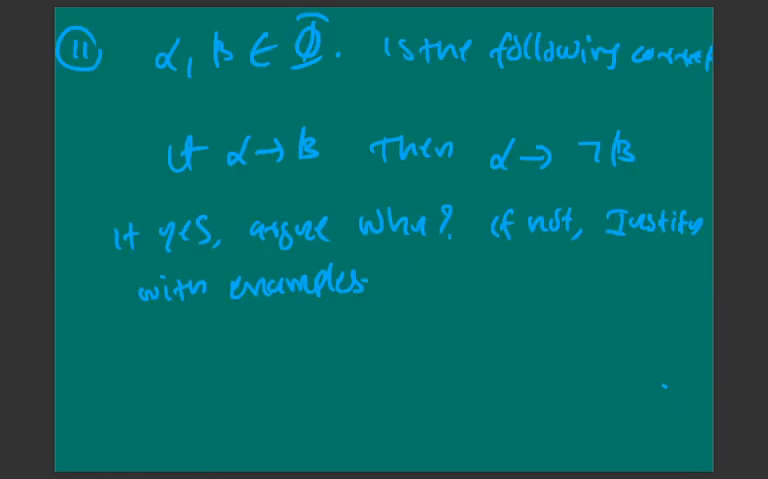And finally, let's say alpha and beta are well-formed formulae, then is the following correct? Okay, if alpha implies beta, then alpha implies negation beta. If yes, argue why. If not, justify with examples. Okay, I think that's it.